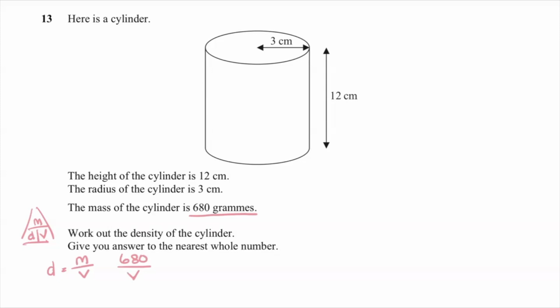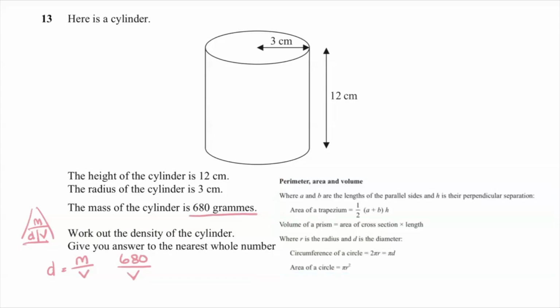Now, this is again where our formula sheet is going to become incredibly useful. There is a section with perimeter, area, and volume. And if we look for what it tells us about volume, it says the volume of a prism is equal to the area of the cross-section times the length. We kind of need to understand what all that is. And it's certainly not telling us it's the volume of a cylinder. So how is that helping us?